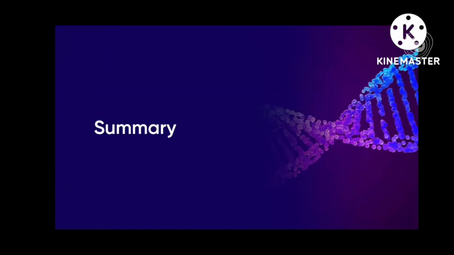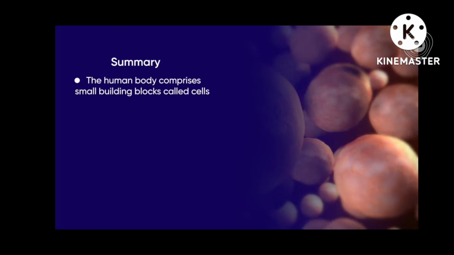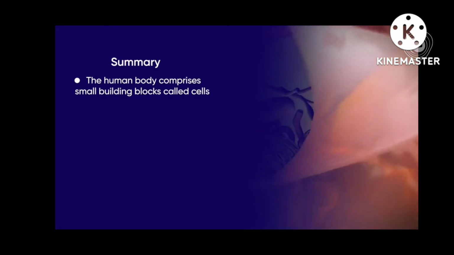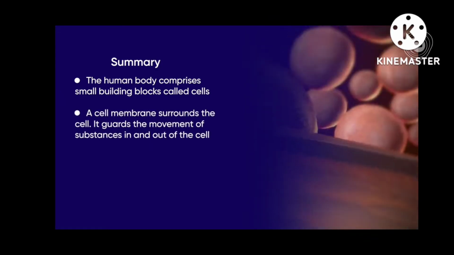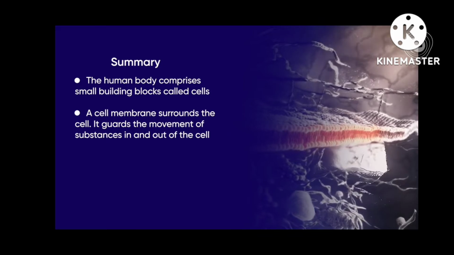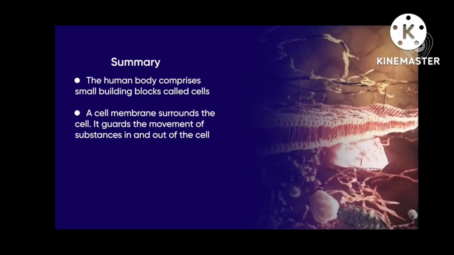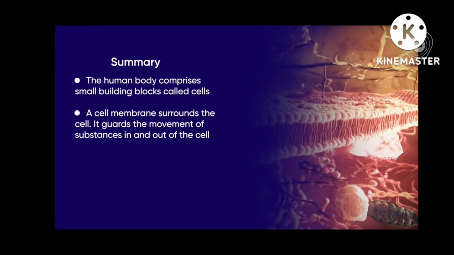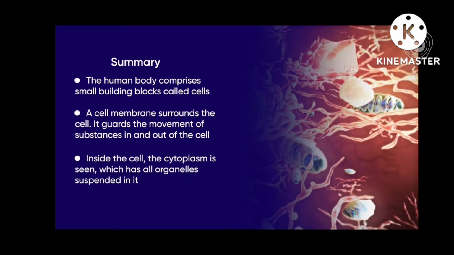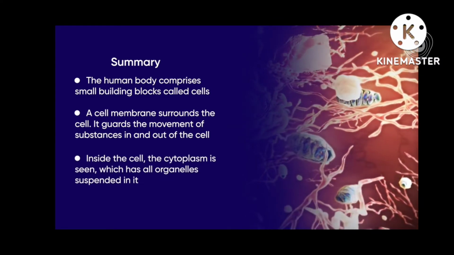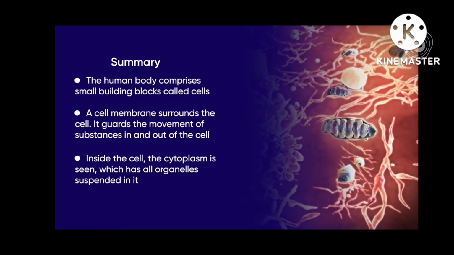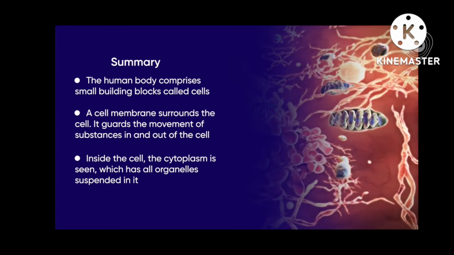Let us summarize. Cells in general have three main parts. The first and outermost part is the cell membrane. It is a flexible envelope around the cell. This membrane controls the movement of materials. Further, inside the cell, we see the second part called the cytoplasm. It is a gel-like liquid which fills up the cell and has all the organelles suspended in it.